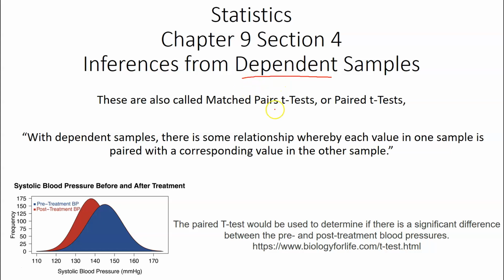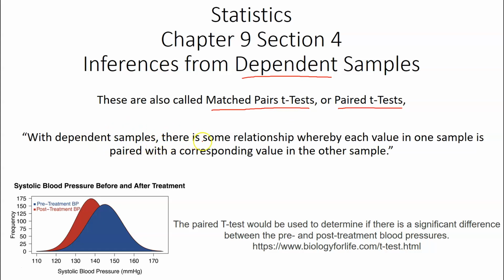This actually goes by a few different names. It's sometimes called the matched pairs t-test, which really already tells you which test we're going to be using. It's also called the paired t-test. It doesn't matter the name. You're comparing two sets of samples that are dependent on each other. And yes, we're going to be using the t-test.